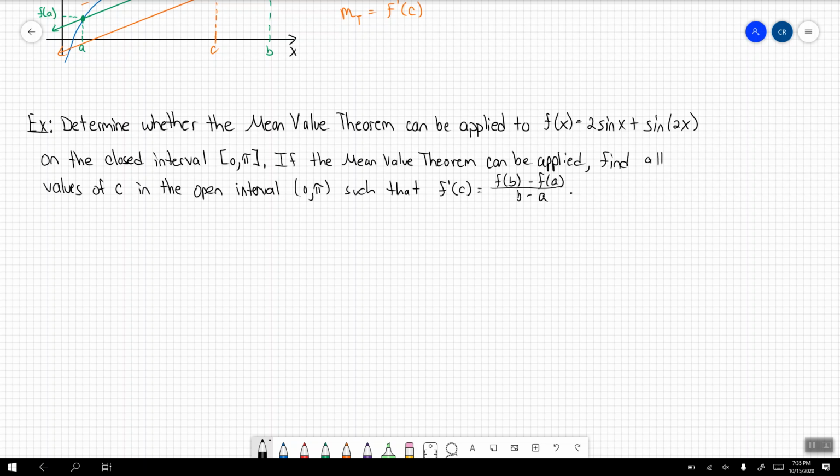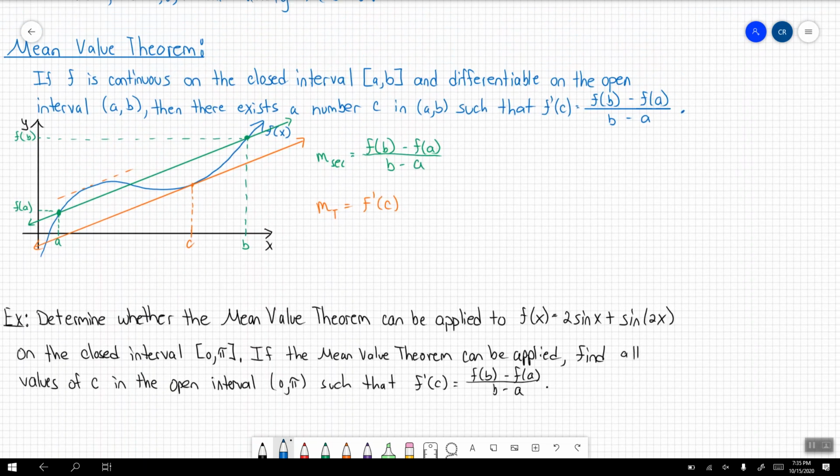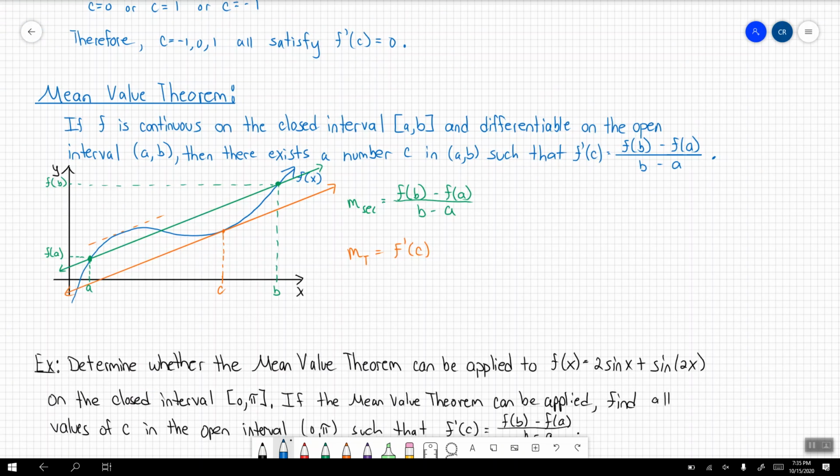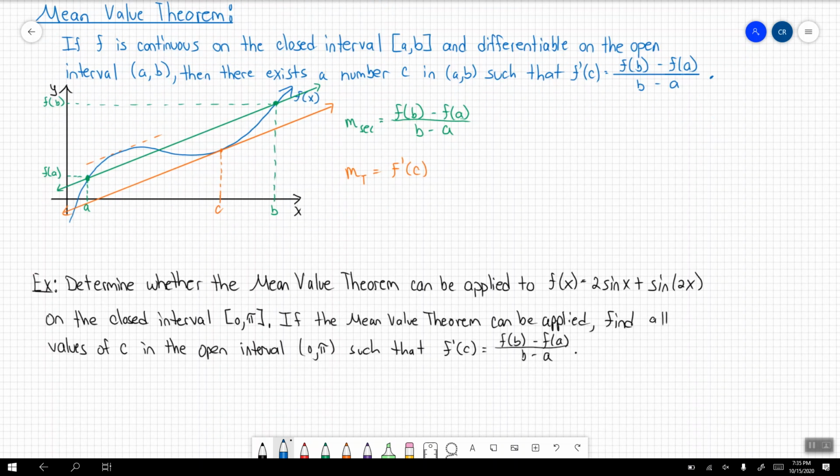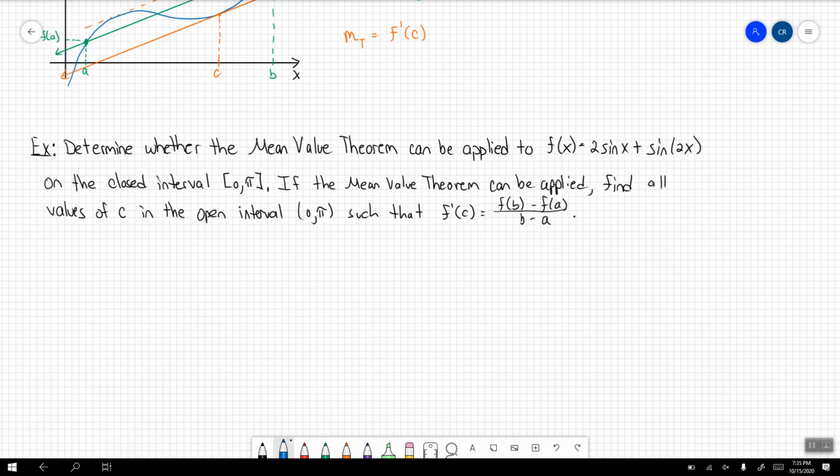So let's go through and see if we can apply it. There's really only two conditions that must be met for this mean value theorem. The first condition is that it must be continuous on the closed interval. Secondly, we must be differentiable on the open interval that is given. So I'm going to start off with the function.